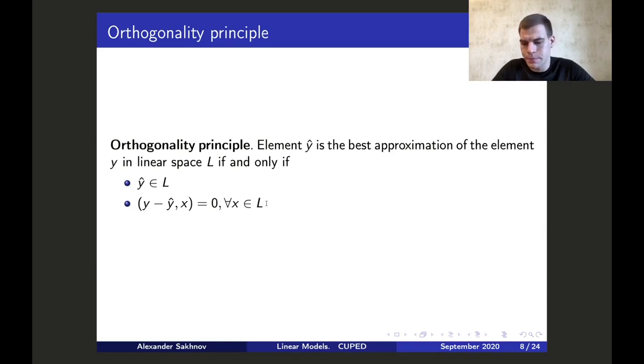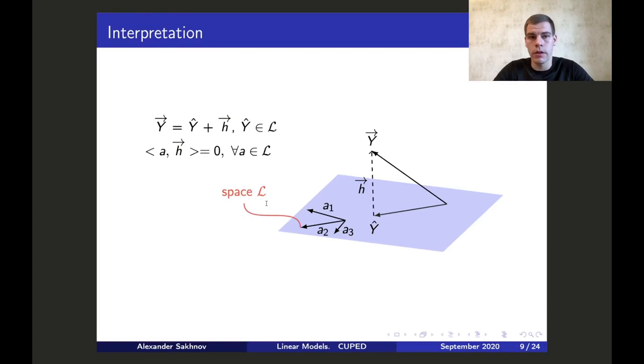What does it mean? Let's show a graphic interpretation. We have the same task. We have some element y, and we have space L, and we want to find the best linear approximation y hat in set L.